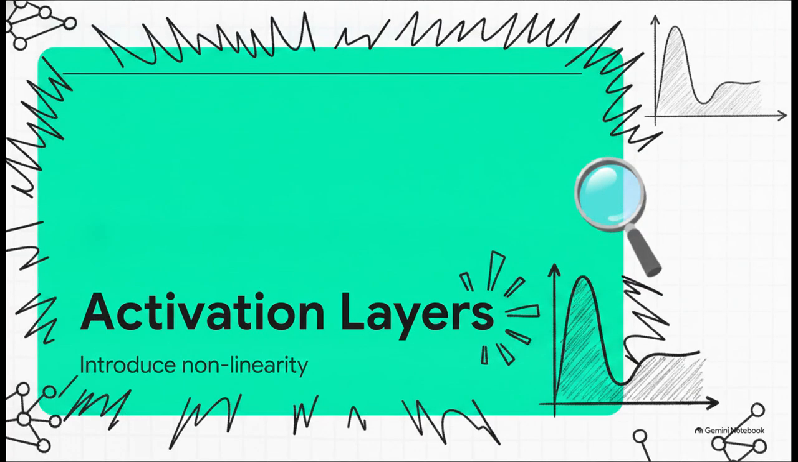Oh, and real quick before we leave the architecture, you've got to know about activation layers. These are components that introduce nonlinearity into a neural network, usually through functions like ReLU. Without them, our super deep, complex network would literally just be doing basic linear math.